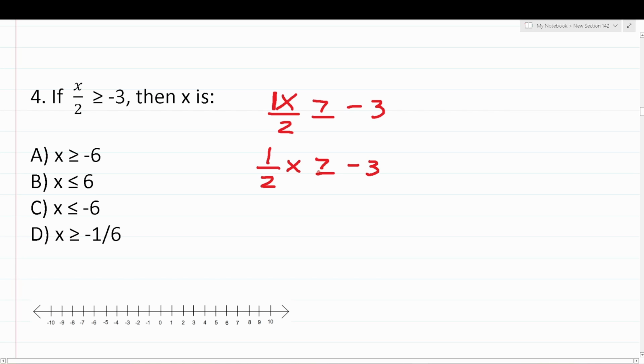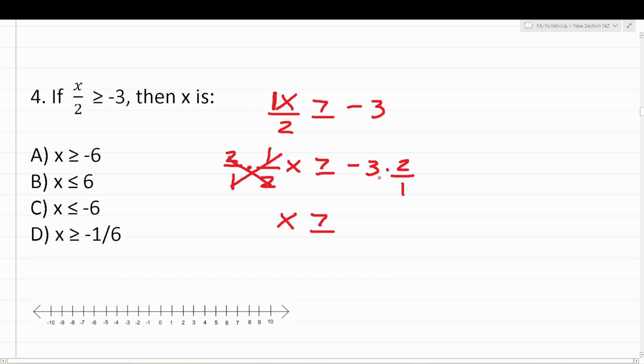All right, so now our task is to get rid of this 1/2 in front of our letter variable x. And to do that, we're going to multiply by its reciprocal, which is 2 over 1. We're going to have to do that to both sides of our inequality to keep it balanced. Again, this crosses out here and here, leaving you with just x on this side.